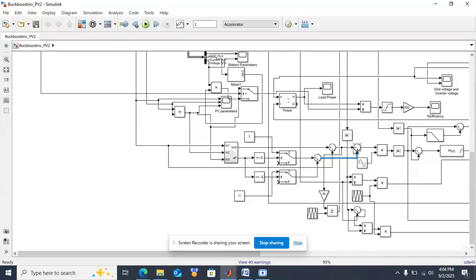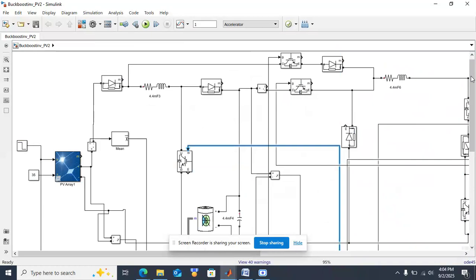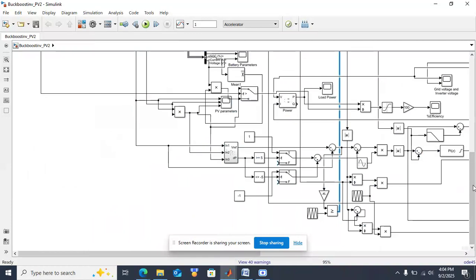That control signal is added here, and this is V reference. V reference is compared with the measured PV voltage, and according to that the pulse will be generated for the boost converter. Here, for the boost converter switch we are using that V reference and measured PV voltage. The error between those two will be provided for the pulse generation for the boost converter.